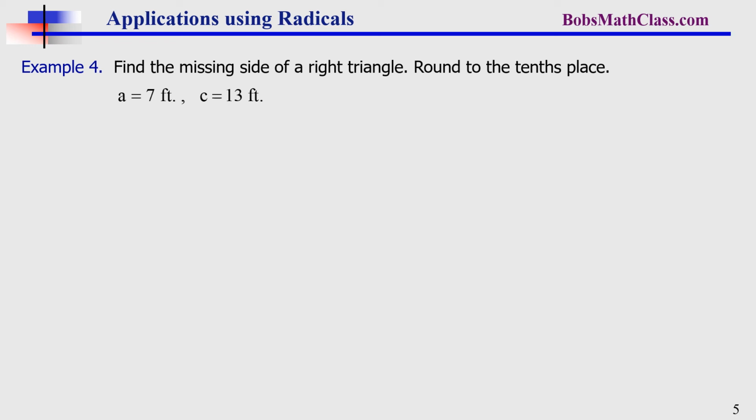Find the missing side of a right triangle. We're going to round to the tenths place. A is 7 feet, and C is 13 feet. Which side did they not give us? Right, B. We don't have what B is. So just keep that in mind. We're going to use our same formula. You got it memorized by now, right? A squared plus B squared equals C squared. So we're going to replace the A with 7, the C with 13, and B, we don't know what it is, so just leave it alone.